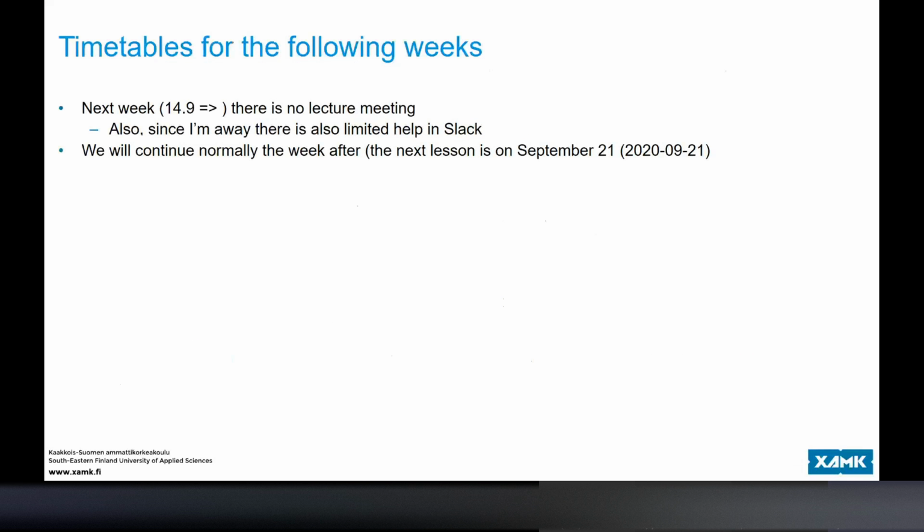So just as a brief notification, next week there are no classes due to the fact that I am not at work. I'm away next week. Because I'm away, the help also on Slack may be a bit limited, so just so you are aware. That means that because we're having an off week next week, the next lecture when things return back to normal is going to be on September 21st. So it's just simply an off week.